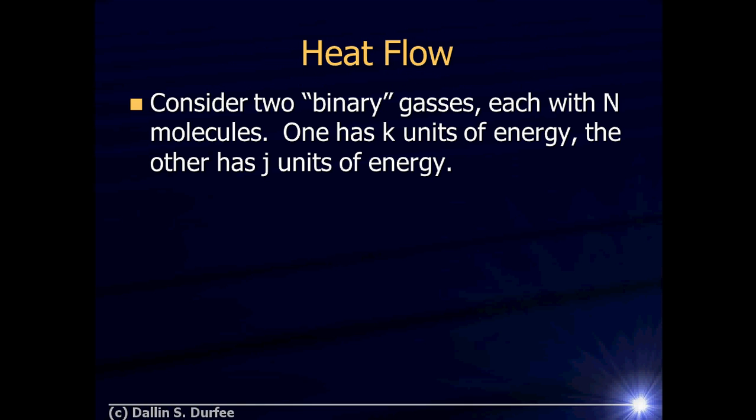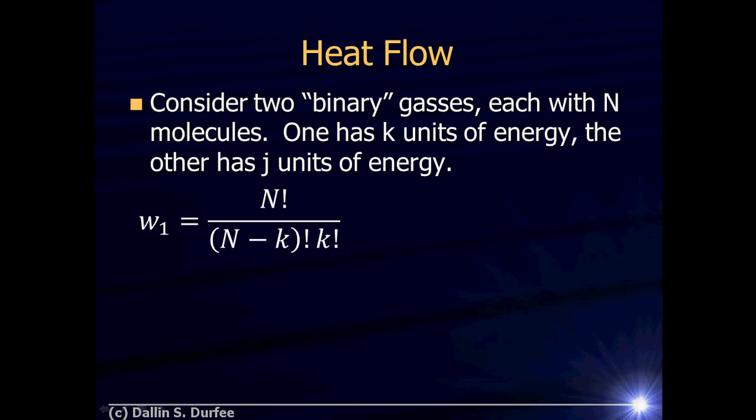All right, so consider two binary gases, each with n molecules. One has k units of energy and the other has j units of energy. So how many microstates in my first gas realize that macrostate of k units of energy? We've got that, right? So that's how many ways I can rearrange the energy among my n particles.